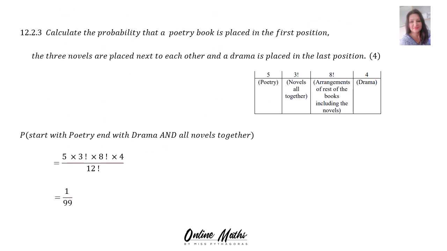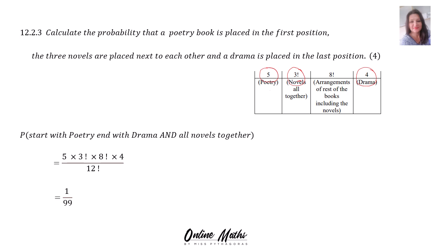12.2.3. Calculate the probability that a poetry book is placed in the first position, the 3 novels are placed next to each other, and a drama is placed in the last position. So I have a little diagram for you here. Remember, there were 12 books. So in the first position, there's a 5 for the 5 poetry books. And in the last position, there's a 4 for the drama books. Times the 3 factorial, because the novels have to be placed together.